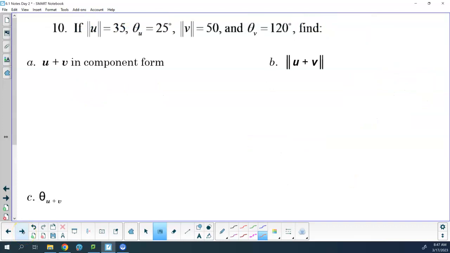I don't know if this one is in your note packet or not. Is it number 10? Perfect. It is number 10 on the next page. If the magnitude of u is 35, the direction angle of u is 25 degrees, the magnitude of v is 50, and the direction angle of v is 120 degrees, we need to find u plus v in component form. We're going to do that first. Then find the magnitude of u plus v. Then find the direction angle.